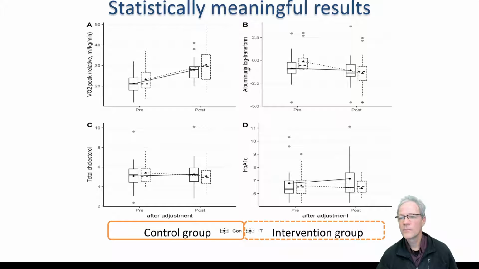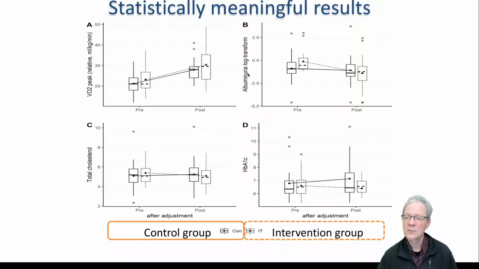Albuminuria, I believe, also had improvement, and total cholesterol maybe improved a little bit. See, we have the control group in these graphs and the intervention group. So intervention is the dashed version, and that's how we can see these things. In fact, the VO2 peak improved for both groups somehow. So that's not really something that we can brag about too much, right?